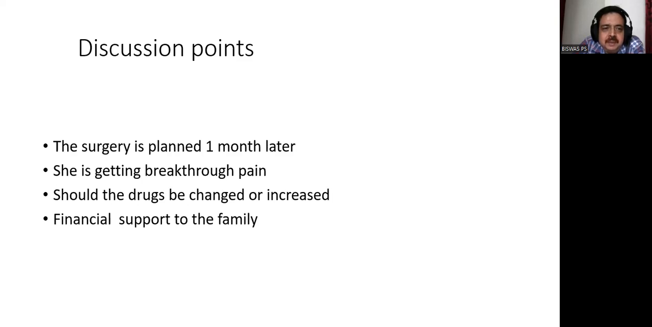Discussion point: this surgery is planned for 1 month later because the center where she is planning surgery has a long waiting list. So she's been given a date in May. We are trying to prepone it. She is getting breakthrough pain, so should the drugs be changed or increased? Also, this is a middle class family, and she is a staff nurse, so there is a financial problem also.